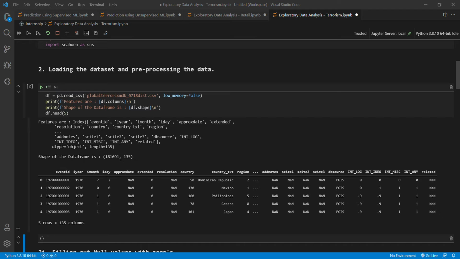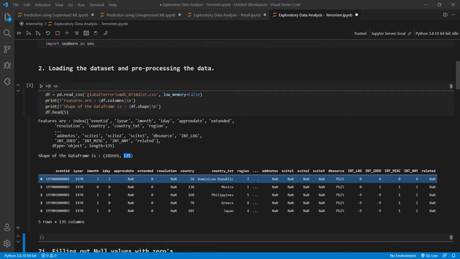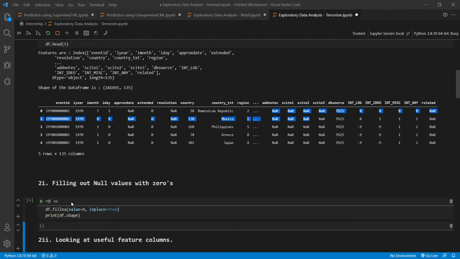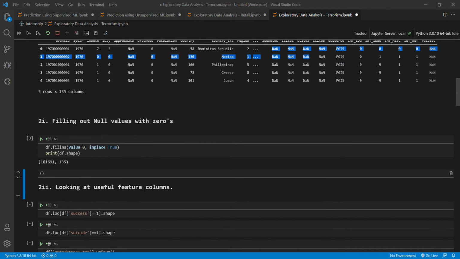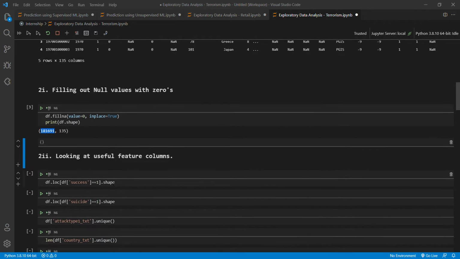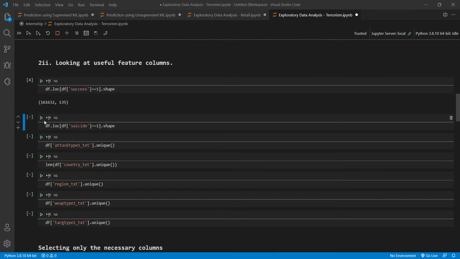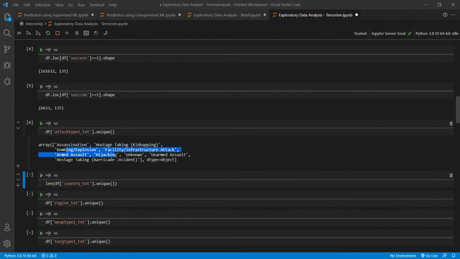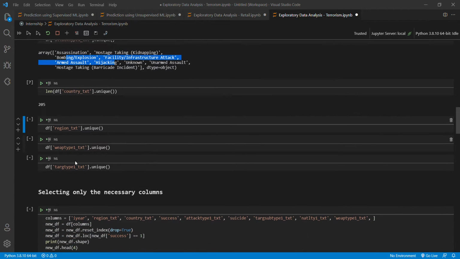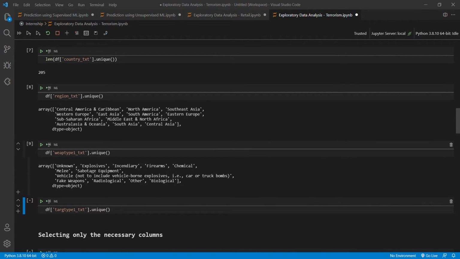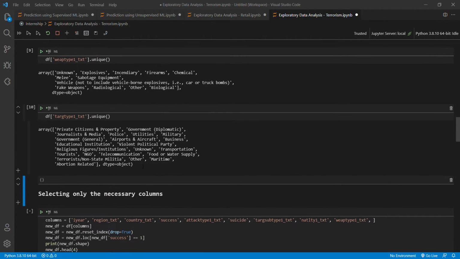We can see that there are 135 columns in this dataset, but most of them are filled with null values. So we'll be replacing the null values with zeros, which gives us the number. Now, if we look at some useful columns which can help us to narrow down the zone of terrorism, these are columns such as the success column, the suicide, the attack types, the country. There are 205 countries, the regions of crime being committed, the weapon types, and also the targeted personnel.